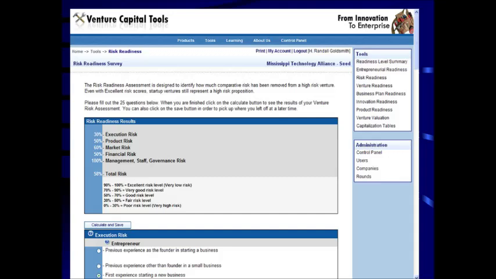In the example above, the execution risk score is 30%. This means 30% of the potential risk associated with executing the business plan has been removed. Most investors would require a total score above 70% for a startup venture to get funded, and a score above 90% for a later stage company to get funded.